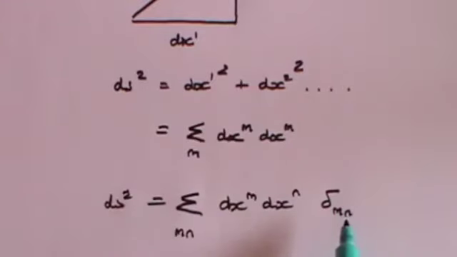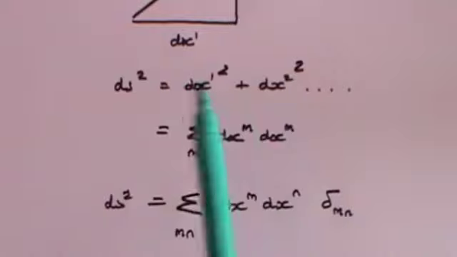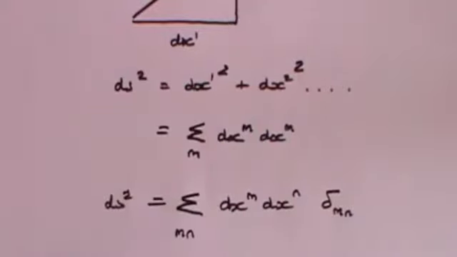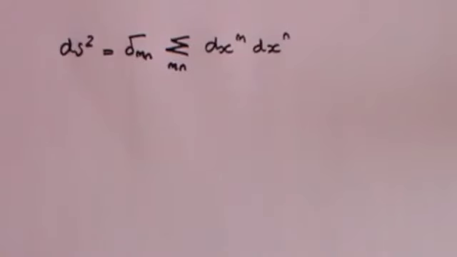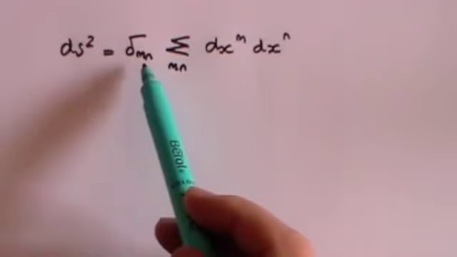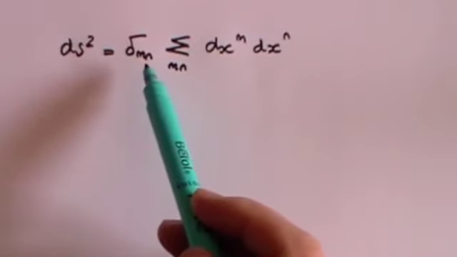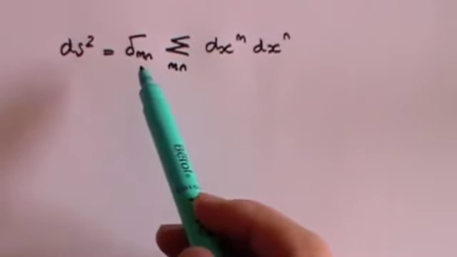Delta mn, remember, is the Kronecker delta. It equals 1 if m equals n. It equals 0 if m does not equal n, and therefore avoids any of the dx1 dx2 terms that you don't need in Pythagoras. So I've rewritten that formula that we just derived. I've simply put the Kronecker delta at the beginning rather than at the end. It doesn't matter where it goes.